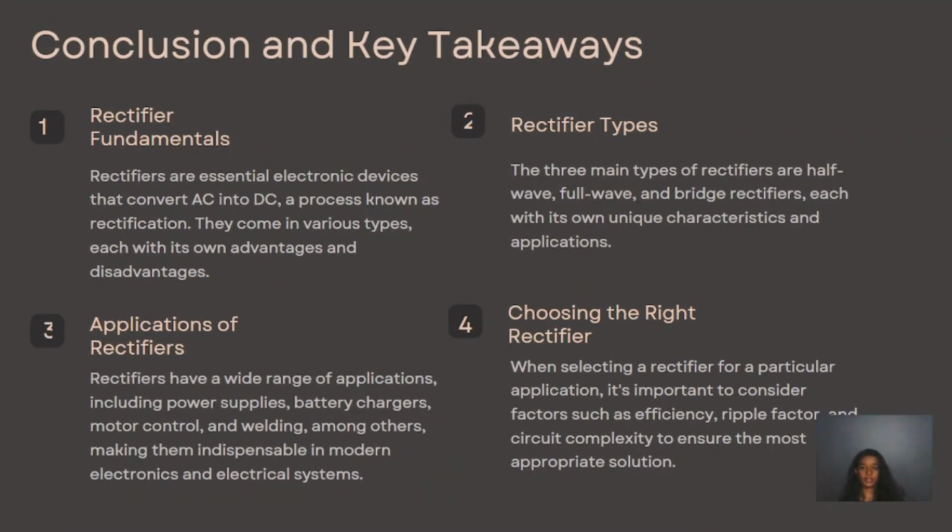Conclusion and key takeaways. Rectifier fundamentals. Rectifiers are essential electronic devices that convert AC into DC, a process known as rectification, which we have already seen in the beginning of the video. They come in various types, each with its own advantages and disadvantages. Second one is rectifier types. The three main types of rectifiers are half-wave rectifier, full-wave rectifier, and bridge rectifier, each with its own unique characteristics and applications.